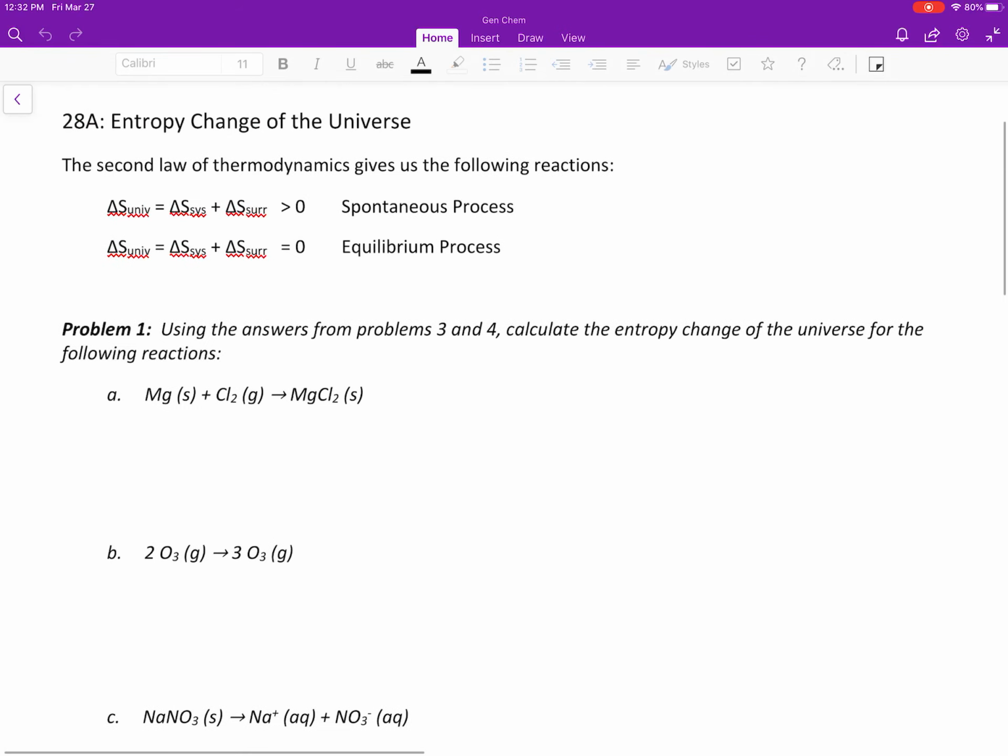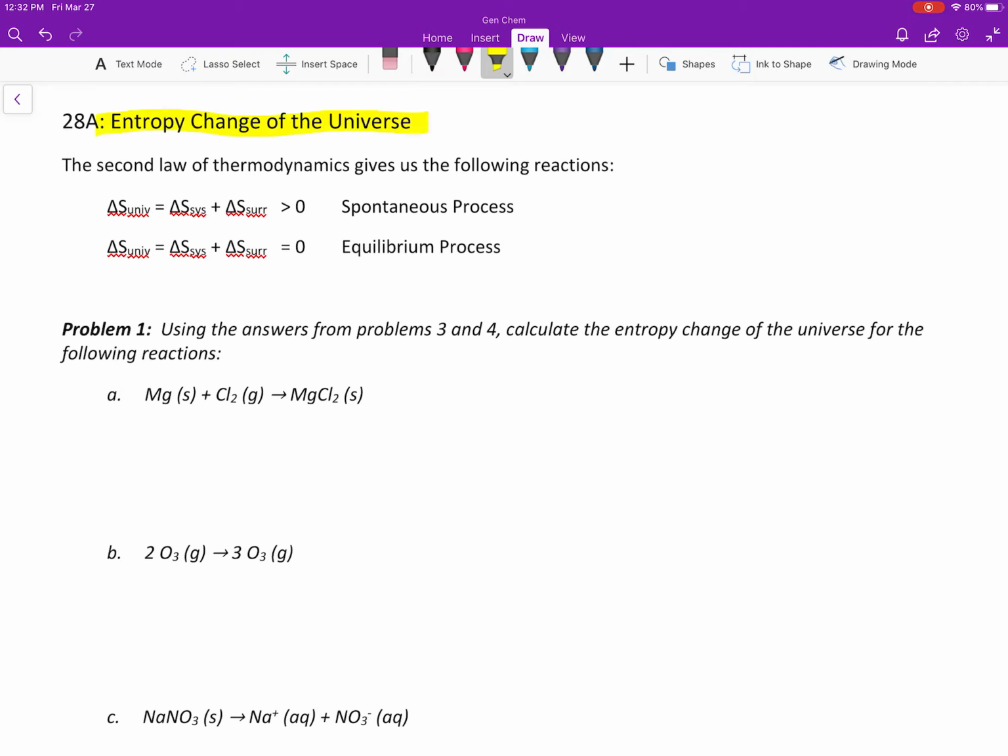So now we are going to calculate the entropy change of the universe, which is our third. So we have the entropy of the system, which we do with the values in the table, products minus reactants. And then we have the entropy of the surroundings, which we're going to calculate with the enthalpy of the system divided by the temperature. And now we're going to add all those things up and calculate the entropy of the universe. Okay, so using the answers from the previous two problems, 3 and 4, we're going to calculate the entropy of the universe for the following.